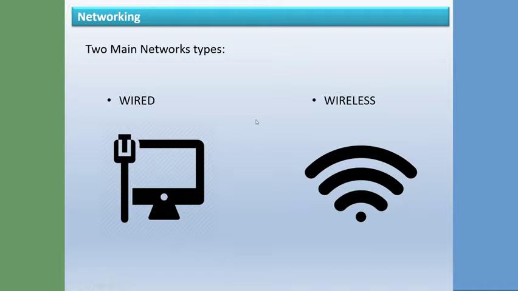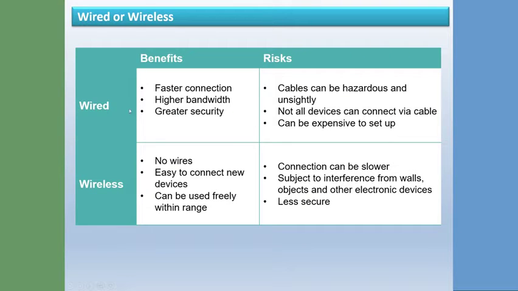Of course that comes with some advantages and disadvantages. So, wired, the advantages: faster connection, higher bandwidth, so we can transfer more data within a certain amount of time. Much greater security. Think about it with wireless: you've got your data just floating through the air. With wired we don't. The risks, however, generally come down to a physical thing.